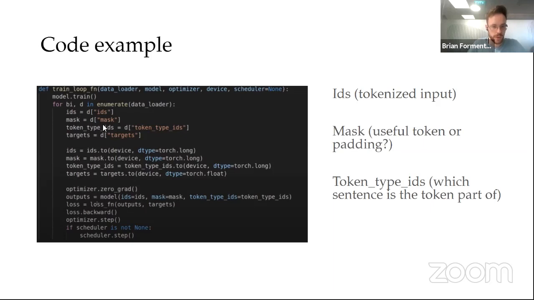So you have this input. You then load it into memory if you're using PyTorch. And then you pass the IDs, the mask, and the token type IDs to the model. The model will then do its thing and get the output. You then take the output and calculate the loss between the target and the output, in this case, binary cross entropy with logits loss. And then you do your backward step, right? And this fine-tunes the model.